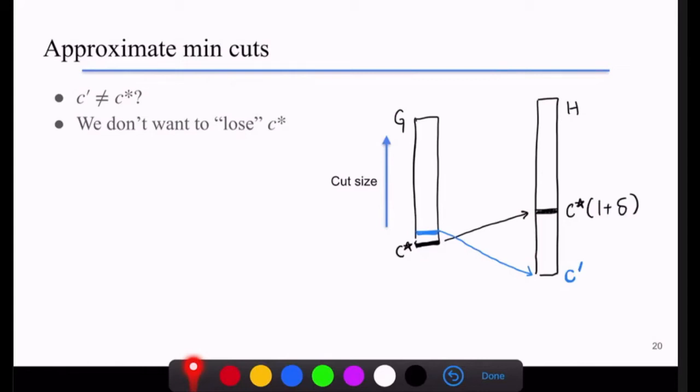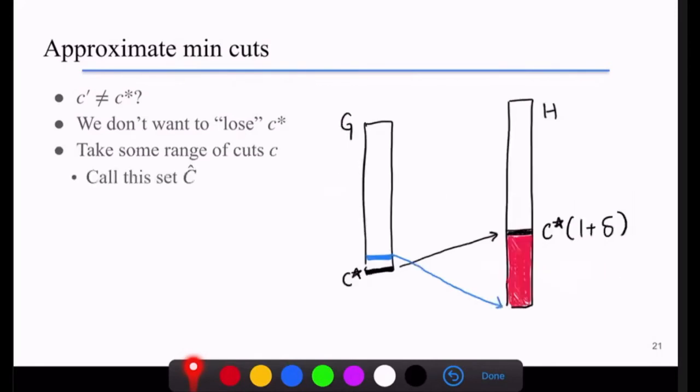So we can say though that our cut C star isn't going to go too high in the graph, right? Because remember, this sparsifier is only going to approximate by at most delta factor. So we can take some range of cuts C from the bottom of the stack H. In this case, we have this red range of cuts where C star is guaranteed to be within. So we start from the bottom, take some red range of cuts, and say, hey, C prime must lie somewhere within here.